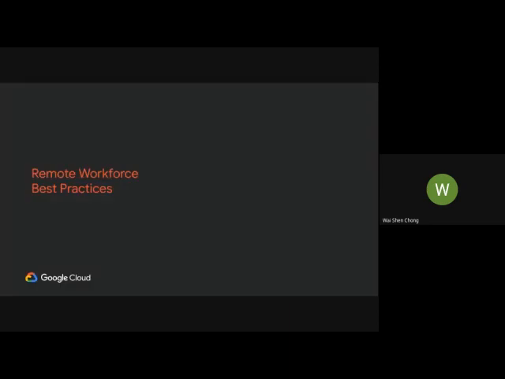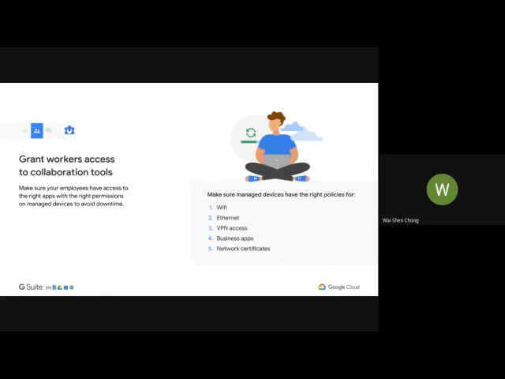I'm going to share a little bit more on remote workspace best practices. We start with the people working from home. Grant the workers access to collaboration tools, making sure employees working from home can access Wi-Fi or Ethernet, VPN access, business applications, or certain network certification that's important to connect back to the application or the core systems back in the office. Physically they are not there, but virtually they should all be using things the same way.